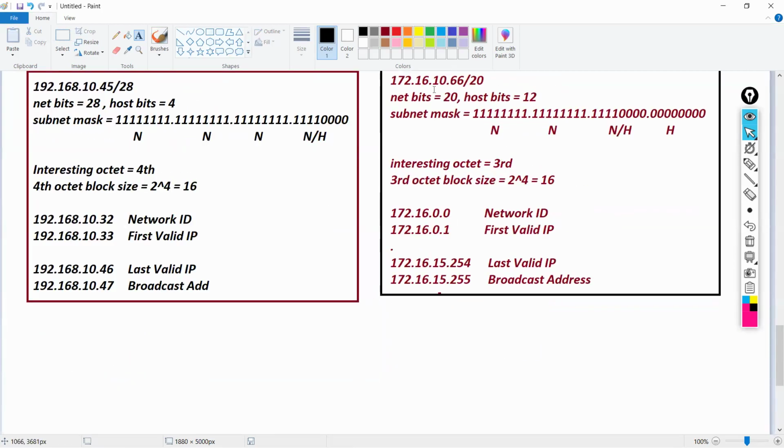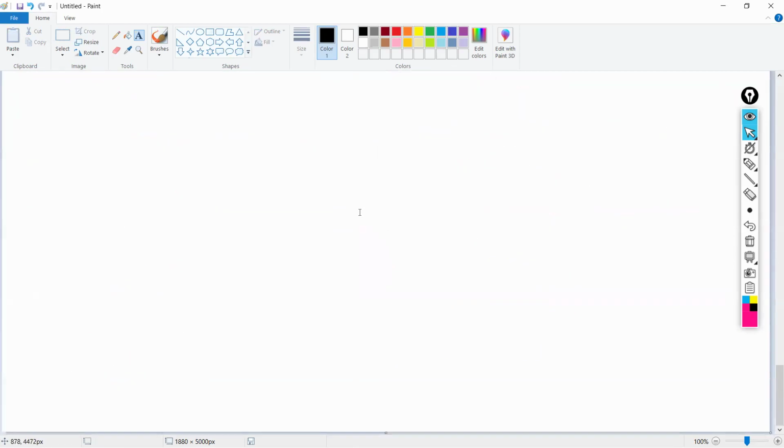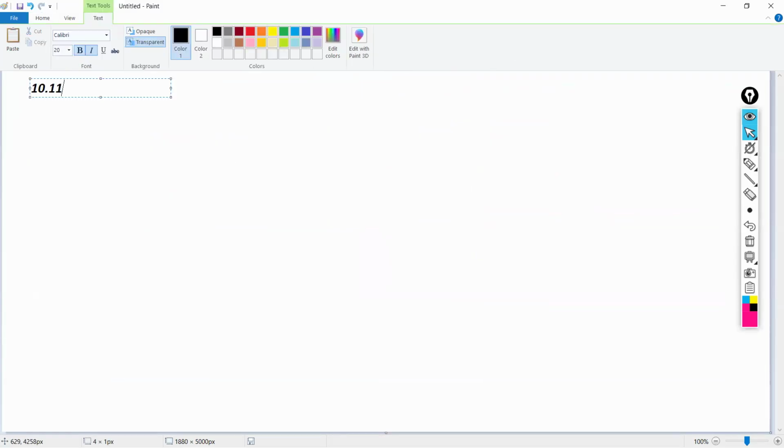Now I will not do this much calculation. Let's say one IP address is given to you: 10.11.12.30/29. Based on 29, I know which octet is my interesting octet: the fourth octet. Between 1 to 8 is the first octet, between 9 to 16 the second, between 17 to 24 the third, and after 24 it will be the fourth octet. So directly I can say the fourth octet.